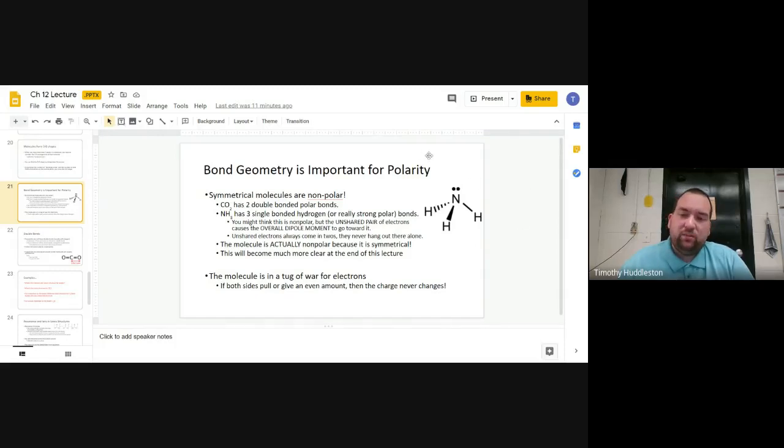If I ask you if this is polar or nonpolar, you would say polar, because each N and H bond is polar. Now they pull each other equally to the sides, but they end up having a net direction up because all of them are pulling up. And not to mention the unshared pair of electrons pull really, really hard.